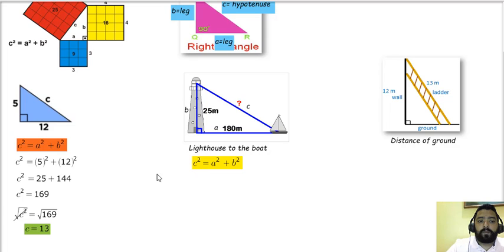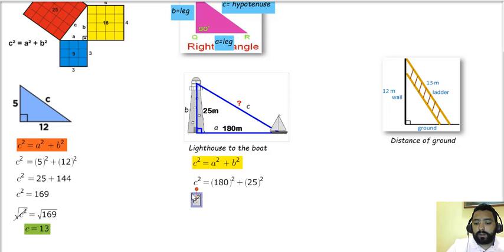First we have c to the second power, which we don't know, so this is the value that we need to find. So it's going to be c to the second power equals the value for a, which we already know is 180 meters to the second power, plus the value for b, which is 25 to the second power. Remember, you can choose this one as an a and this one as a b, and it doesn't matter. Now we are going to solve this one.